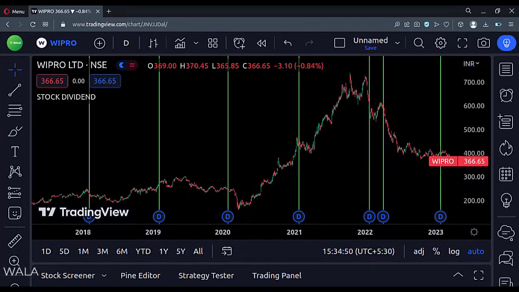I'm on the Wipro stock chart right now. TradingView shows circular blue D marks under those candles, where this stock has given dividends. And our indicator perfectly finds that day out and colors that candle with a green background. Let's see some other stock.